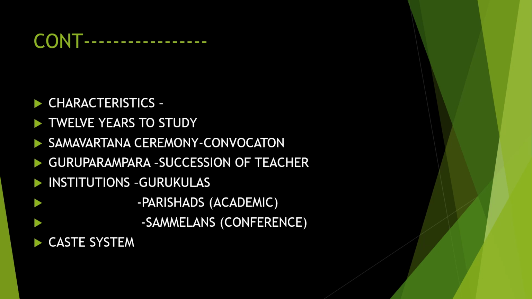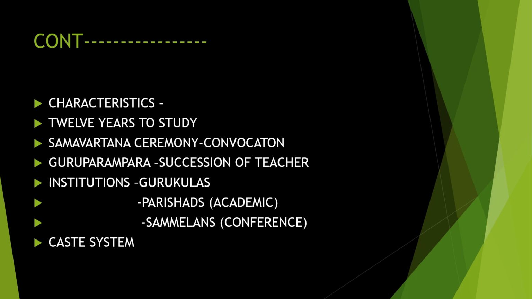Then what are the characteristics of the later Vedic age? It is 12 years of study. They have to study for 12 years. That is the main thing we have to know about it. In later ages, it became 12 years of study to complete the Vedic education. Next is the Samavartana ceremony. Samavartana ceremony is a convocation. After the 12 years, they gave a convocation in which they declare that the child is now educated. Okay, that's a convocation, and the name of the convocation is Samavartana ceremony.